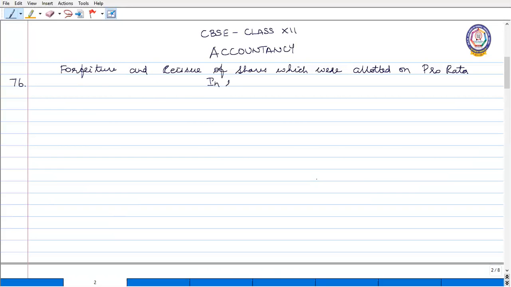write the column heads in the books of Alpha Limited. Journal. Then we'll write the column heads.